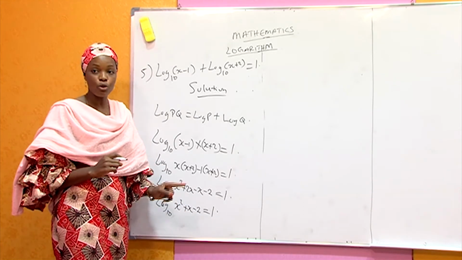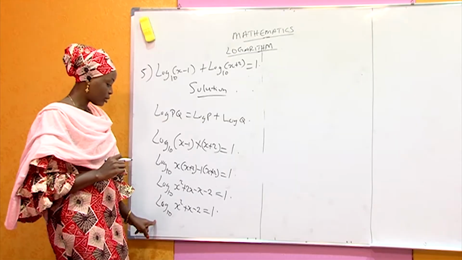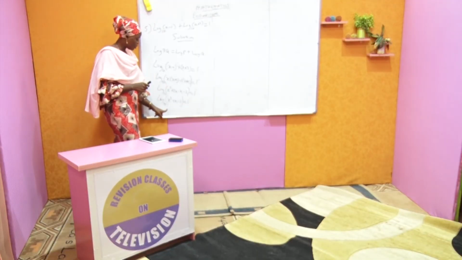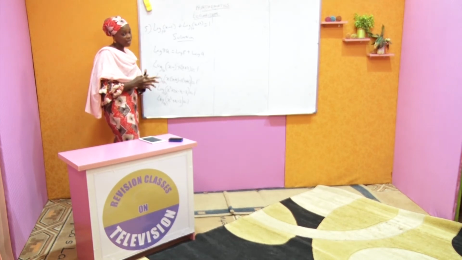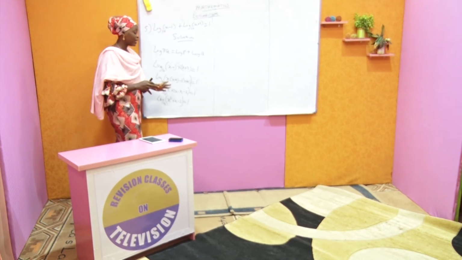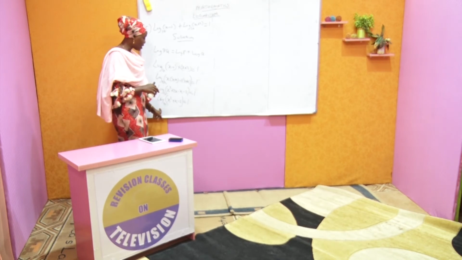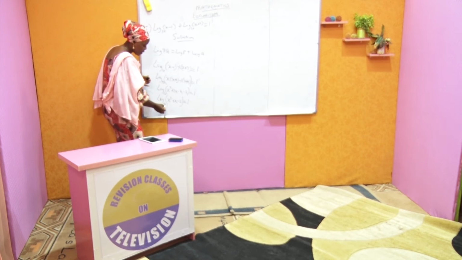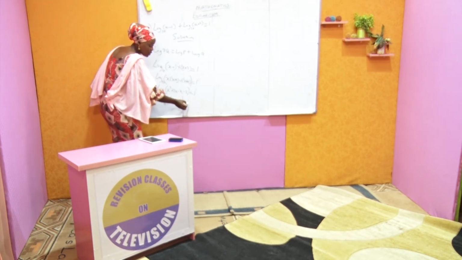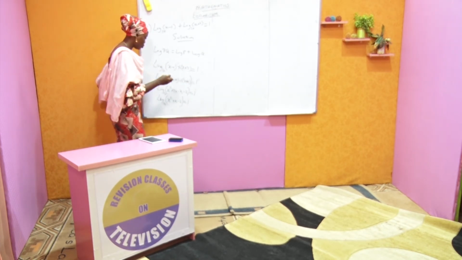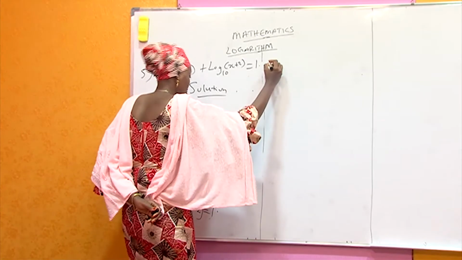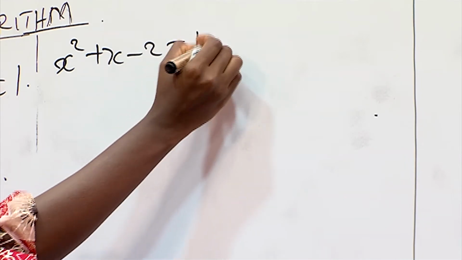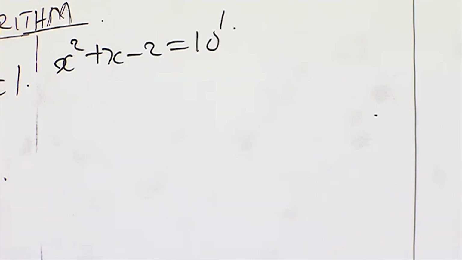Now before we solve further, this one is not in logarithm, so we have to simplify it to be in the same form. We have to make this one to be in logarithm as well. You can either do that or use the change from logarithm to exponential form. If you use that method, the base of this log, we bring here and put this one as the exponent. So we have x squared plus x minus 2 equals 10 raised to the power 1. So our logarithm is gone.